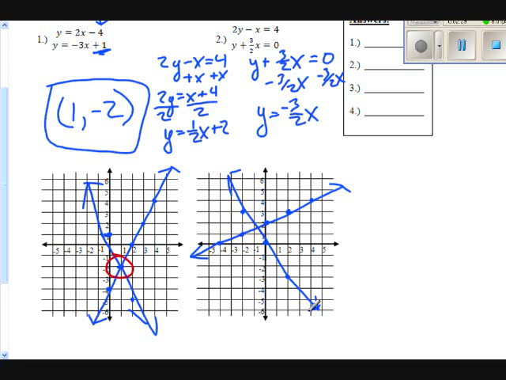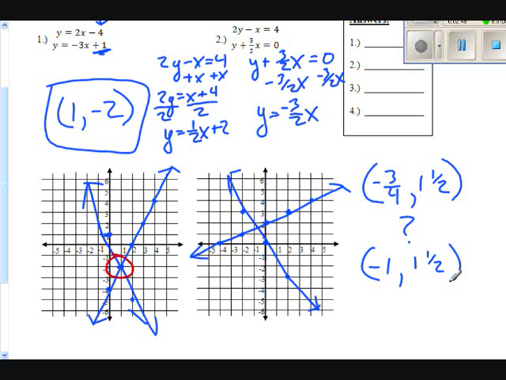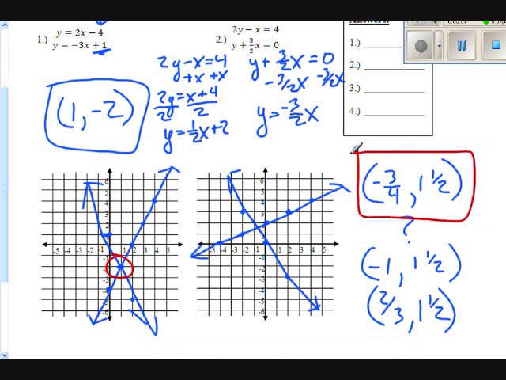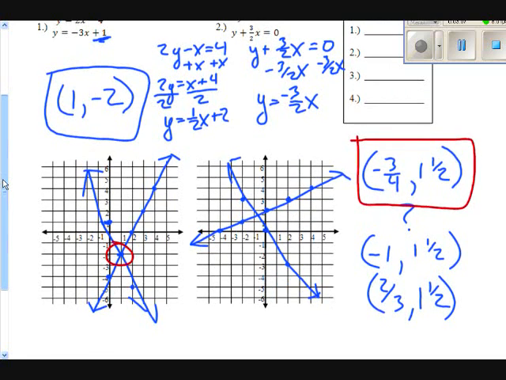And it looks like the ordered pair is around (-3/4, 1 1/2), something like that. And again, I'm not sure how accurate that is, but as long as you have something close, I'd also accept like (-1, 1 1/2), or maybe (2/3, 1 1/2), something like that. All right. As long as we get a general idea of where this thing is. And that's the problem with graphing. It's not always accurate. So I would accept any one of these answers. I wouldn't give you this one this hard on a test, though. So the test should be nice, neat, even points tomorrow.